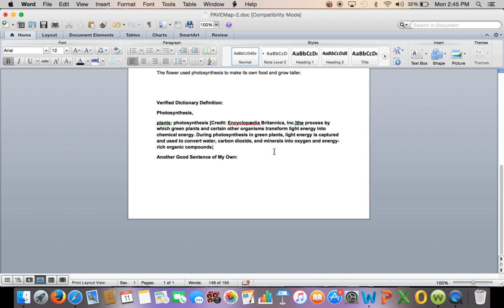And now what you're going to have the students do is write another good sentence on their own, but this time it's going to be based upon the verified definition. This one will probably be a little bit longer because the students are going to know more about what the word really means from the dictionary. So for example, we could say the green leaves on the plant absorbed the sunlight and converted it into chemical energy to grow.